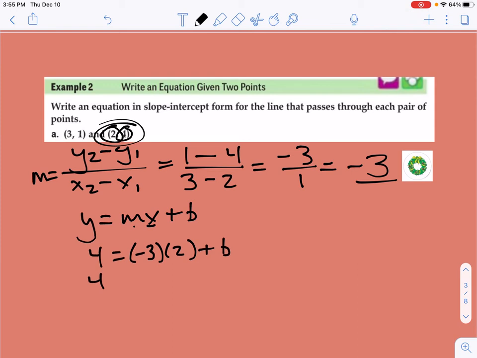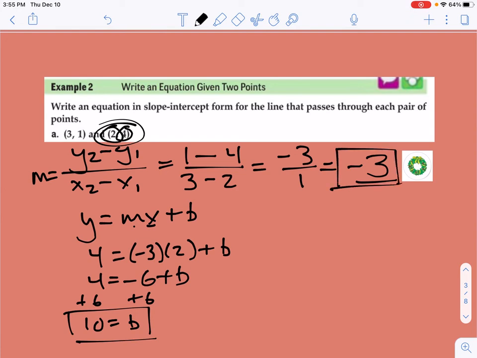And so 4 equals negative 6 plus b. Let's add 6 to both sides. And then you get 10. It's equal to b. All right, pretty straightforward. Not difficult. And then once you have b, and you've already found m, you just write your equation. It's y equals m, which is negative 3, x, and then your y-intercept plus b. In this case, it is a positive. It's plus 10. And you're finished.